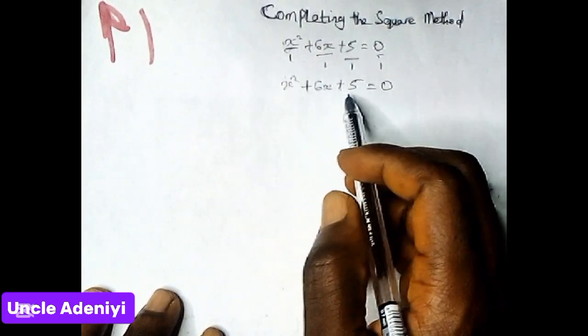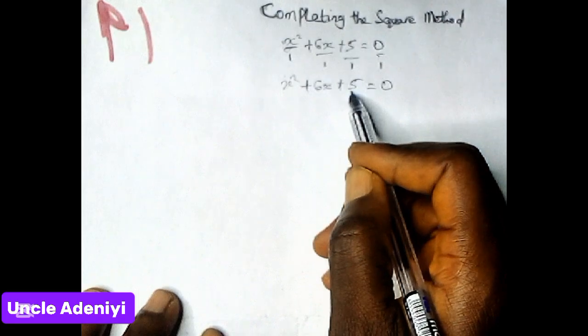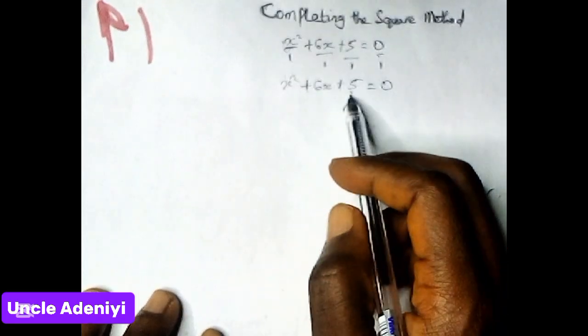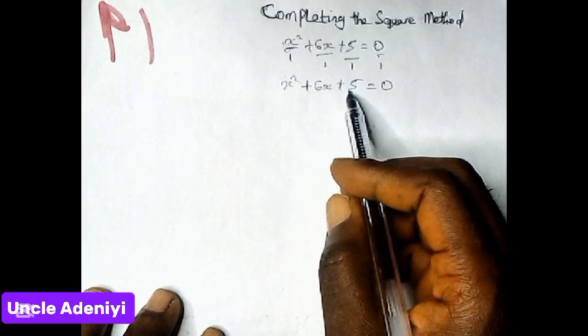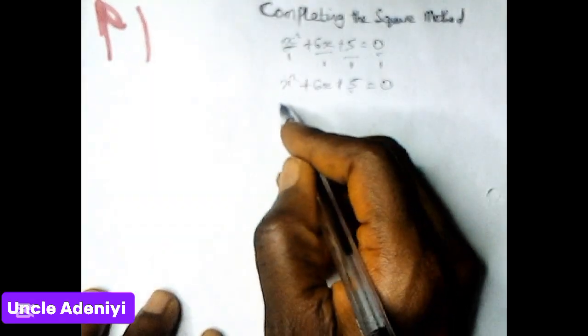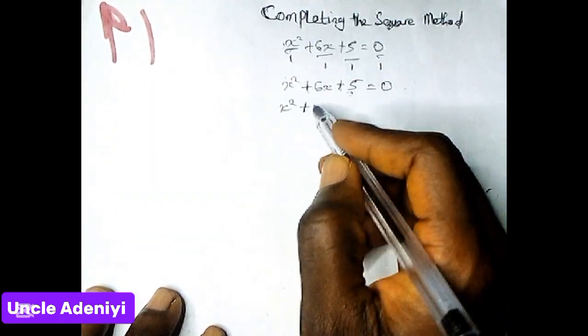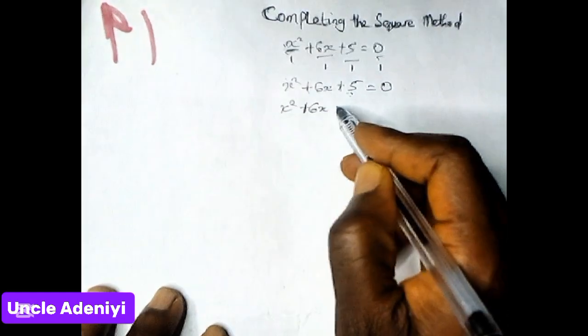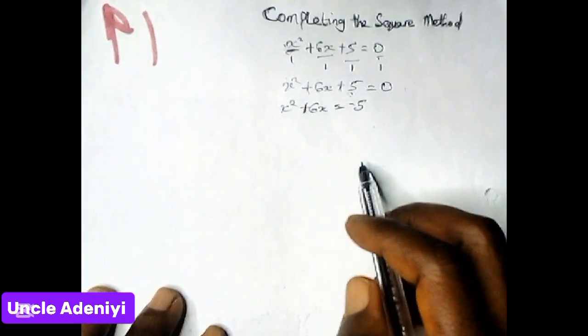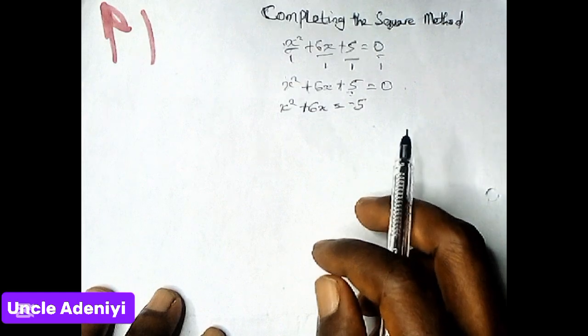So now you will move this constant to the other side. If plus 5 goes to the other side, you turn it into minus 5. So x squared plus 6x equals minus 5. You understand? Just follow as they do.